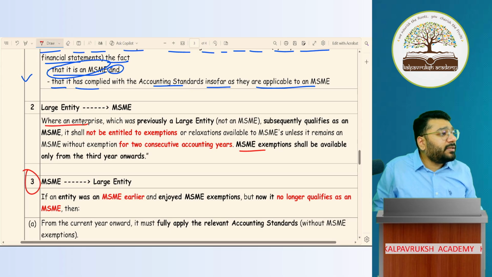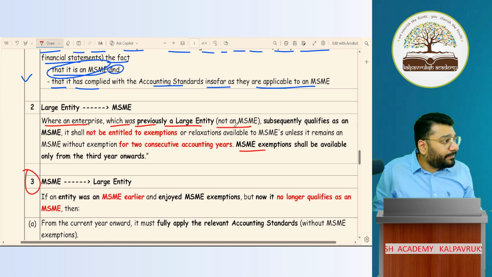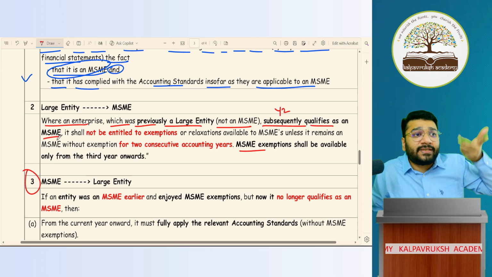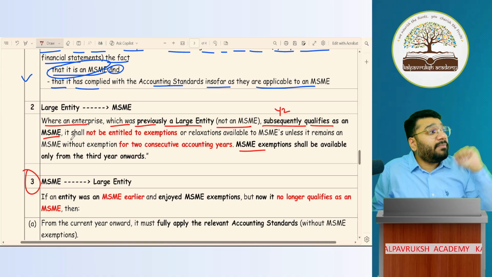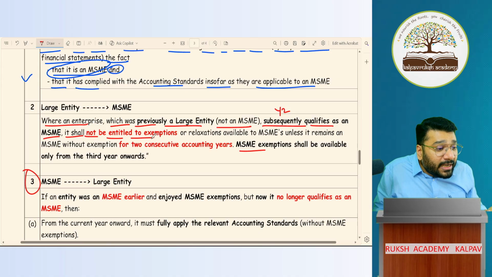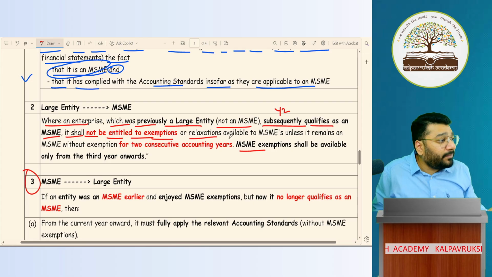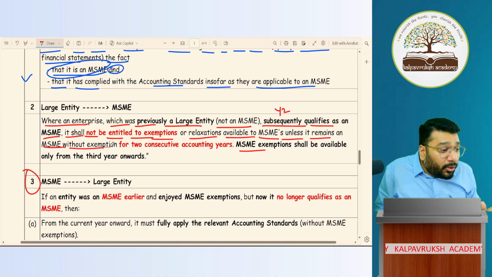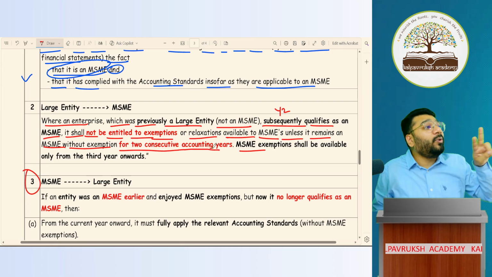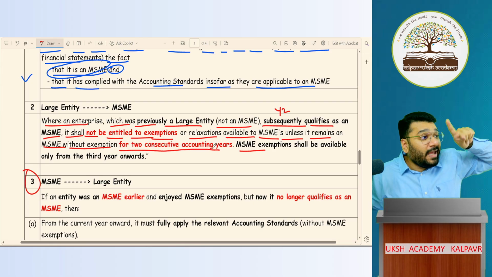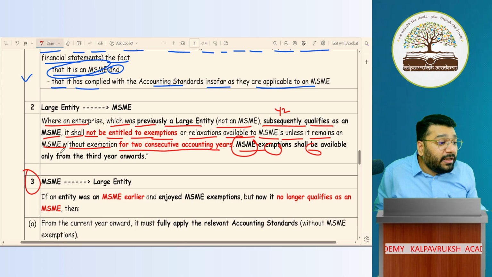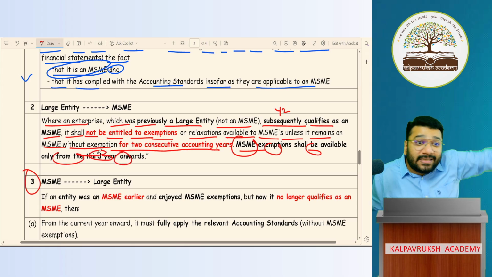Where an enterprise, which is Kalpavriksha Academy, which was previously a large entity in year 1, not MSME, subsequently, that is in year 2, qualifies as an MSME. Why? Because all 5 conditions are satisfied. Though I am MSME in year 2, it shall not be entitled to exemption or relaxation which is available to MSME until what period? Unless it remains MSME without exemption for 2 consecutive accounting years. Back to back 2 years I should be MSME and I should not avail any exemption. Then MSME exemption will be available to me only from 3rd year onwards, provided I am MSME in the 3rd year.